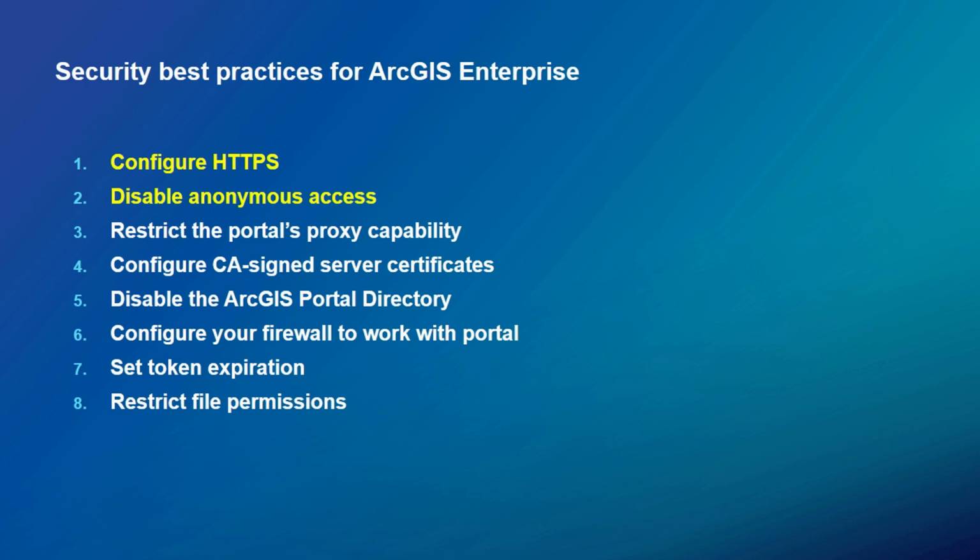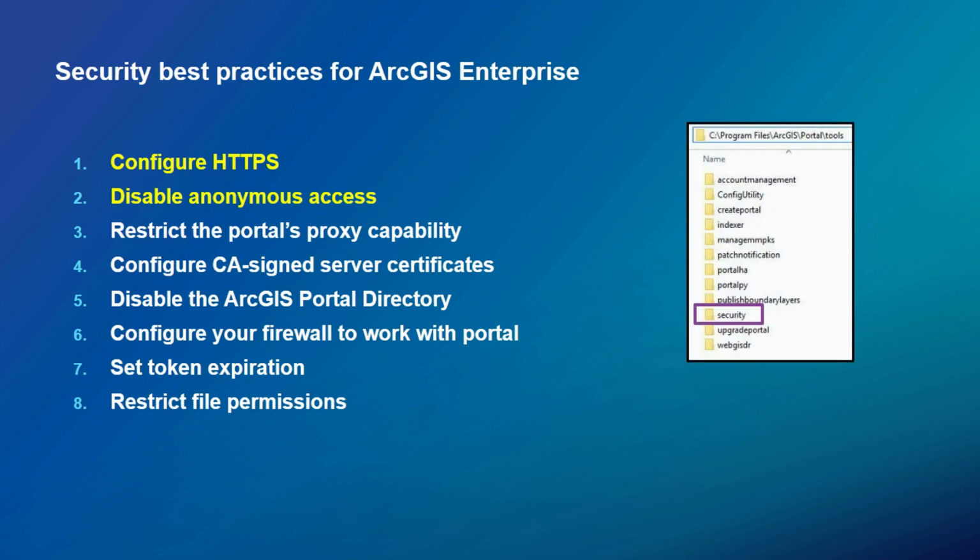At the very least, we highly recommend that you configure HTTPS access to your portal and, if applicable, disable anonymous access. New installs of both Portal for ArcGIS and Server for ArcGIS at 10.7 will have HTTPS configured by default, but if you're upgrading to 10.7 and you didn't enable HTTPS, then your upgraded environment will not have HTTPS enabled, so you might want to go back to your environments and just make sure that that's enabled.